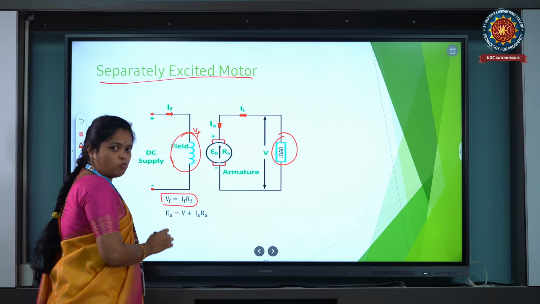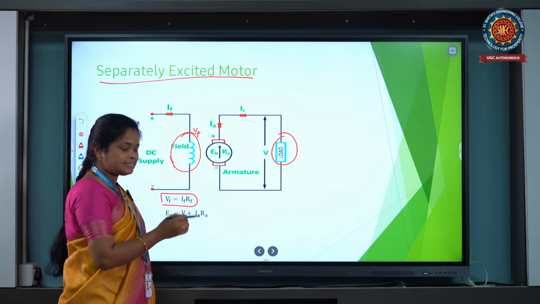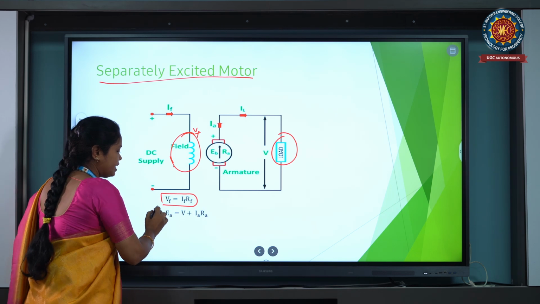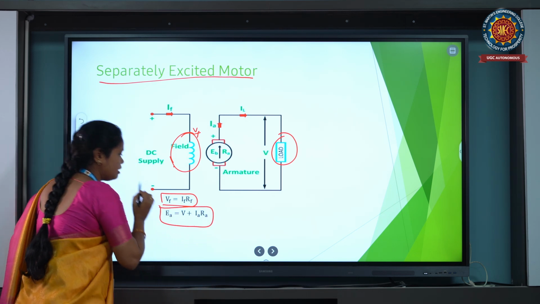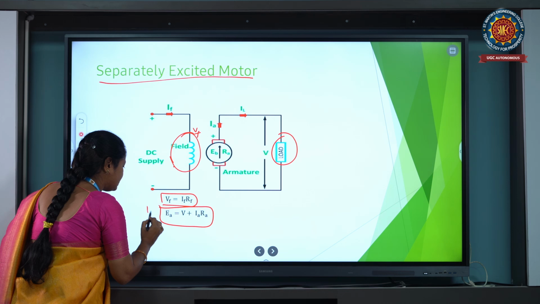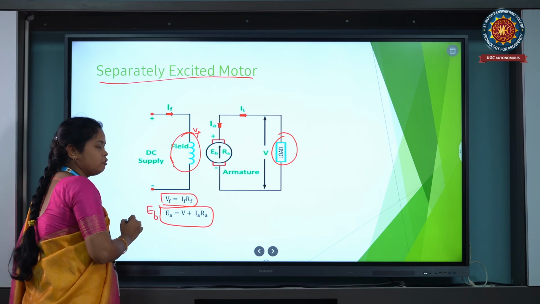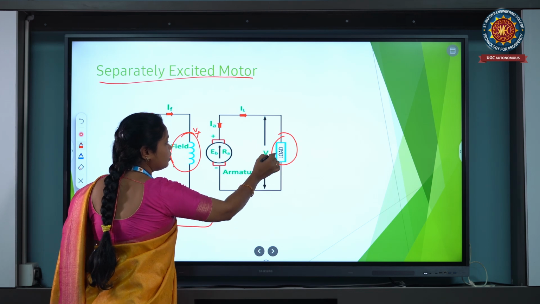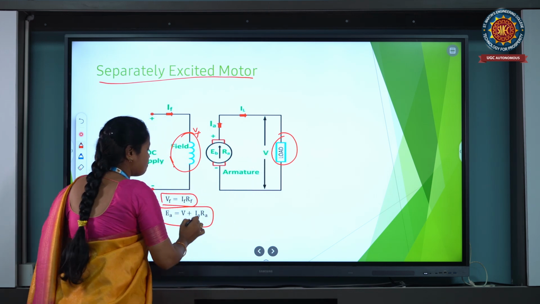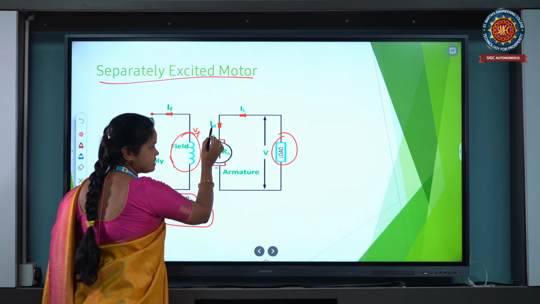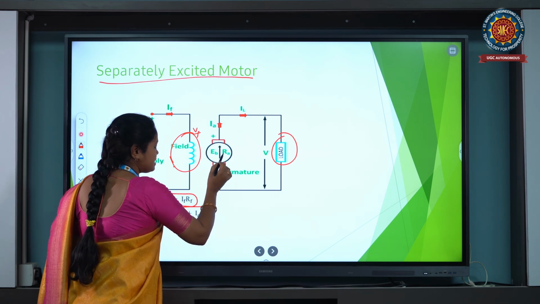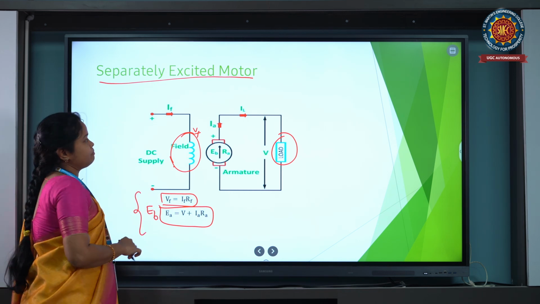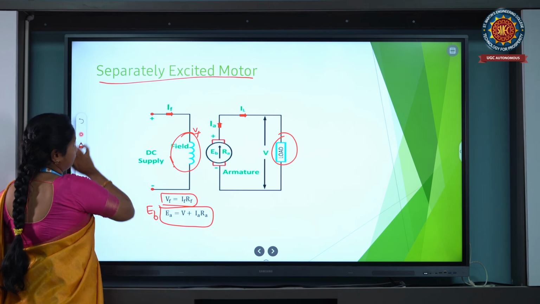According to Ohm's law, V equals IR, and in the same way VF equals IF into RF. Next, the EMF will be induced, which is nothing but EB. EB equals V plus IA RA, where V is the voltage across the load, IA is the armature current and RA is the armature resistance. So these are the formulas for the separately excited motor.